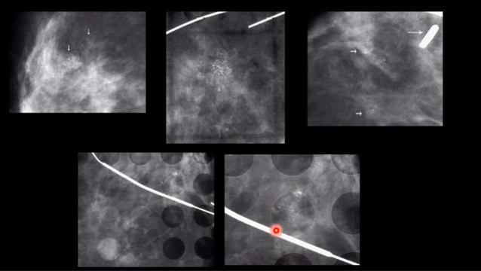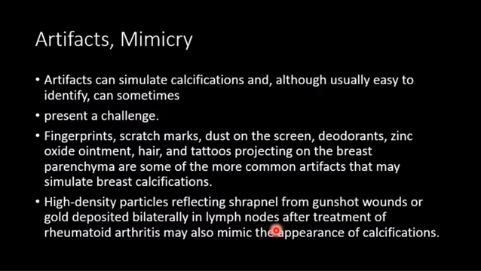Okay, good. For the final few slides, I just want to talk about the artifacts or the mimicry of calcifications, things that can mimic calcification but are not calcification, and we should be very careful about these, because they might put the patient in a very bad position just because of an artifact. We should be careful of them.